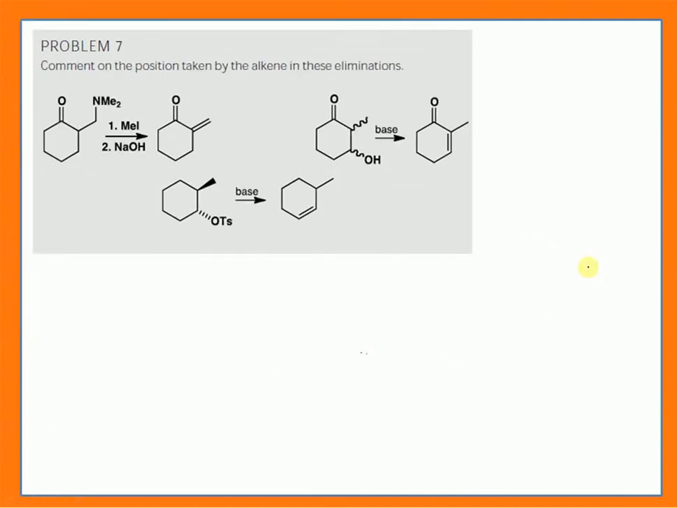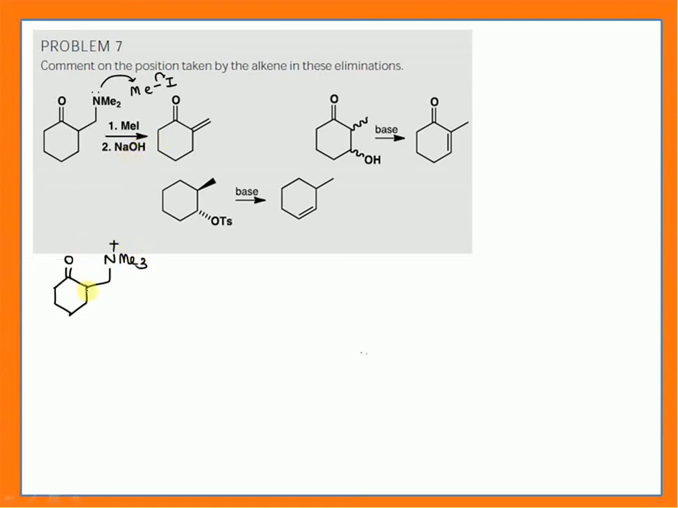Next we will take question number 7: comment on the position taken by the alkene in these eliminations. Mainly we will discuss whether they are E1cB mechanism, E1 or E2 eliminations. So the first elimination is E1cB mechanism. Whenever you find a carbonyl group and a leaving group at the 1,3 position, you can consider it like E1cB mechanism. So first we are using this methyl iodide. The lone pair of electrons present on nitrogen will attack on this methyl and I will be removed. So I will get an NMe3 group attached here, right? And it is a good leaving group.